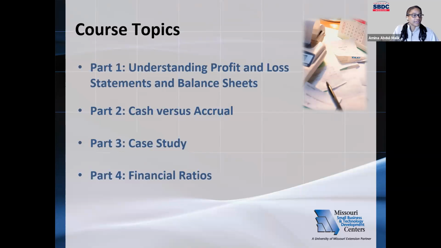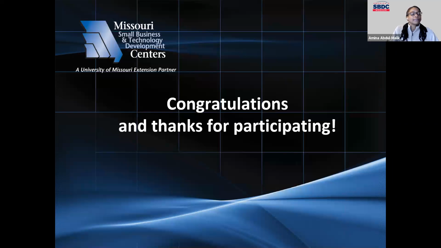And just to wrap it up, I think we've touched on all of our topics today. We've talked about the profit and loss statement, the balance sheet. We've talked about cash versus accrual accounting. We went through our computer solutions case study, talked about the financial ratios, and I will wrap this up and see if there are any questions for me out here in the chat.